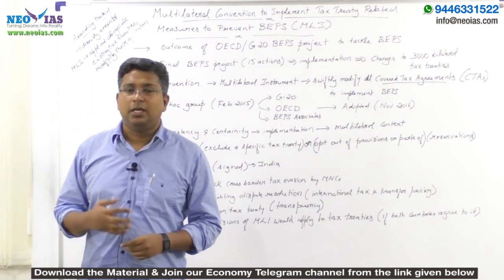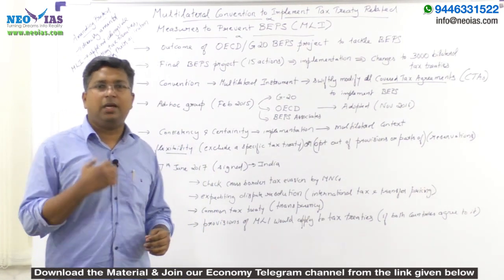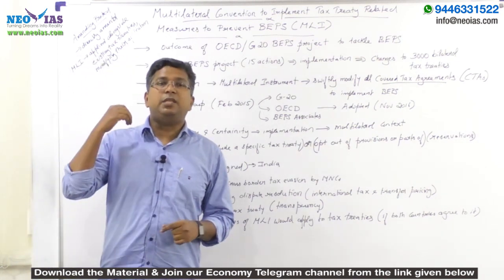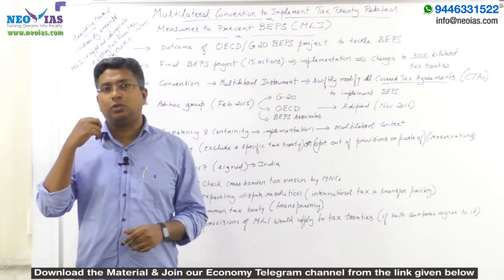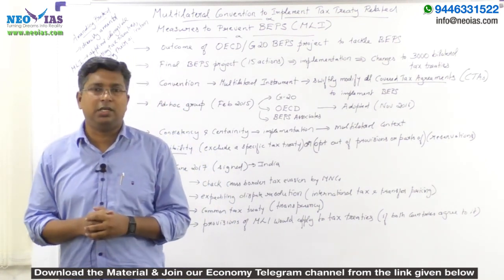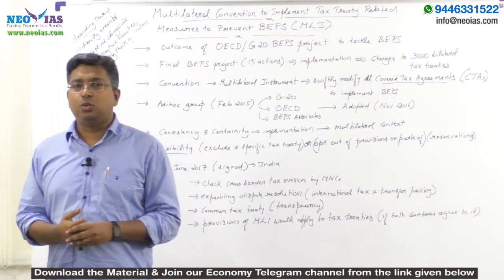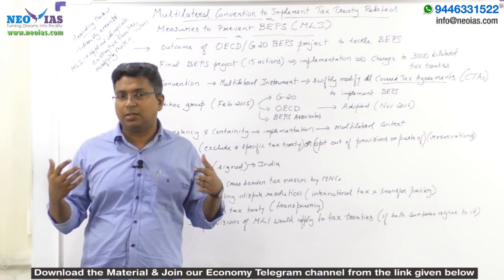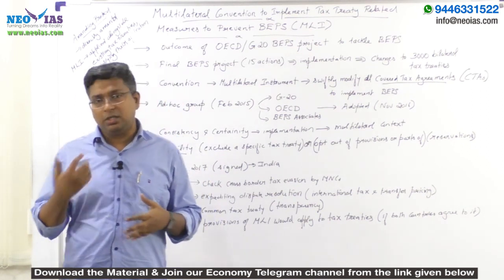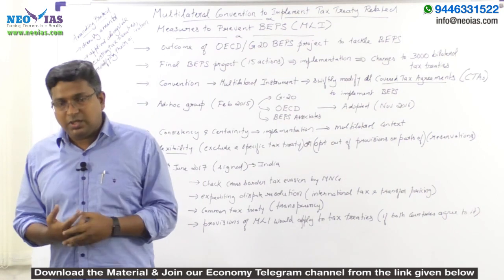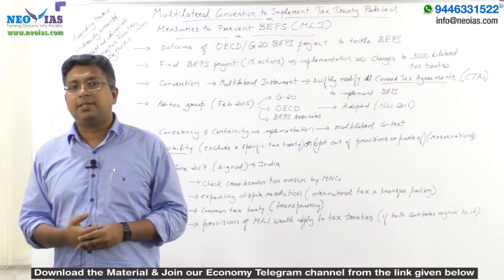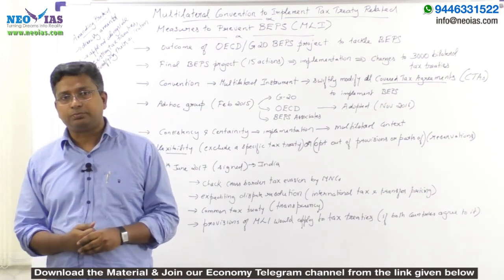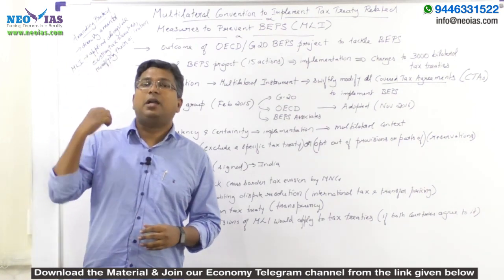Now today's topic is about a very important convention which India signed in June 2017. So the time period is very important. This was in the news in June 2017, and almost the entire year of 2017, something associated with tax evasion was in the news. So this convention which India and more than 100 countries signed in June 2017 has become very important for your coming prelims. Now, what is this convention all about?